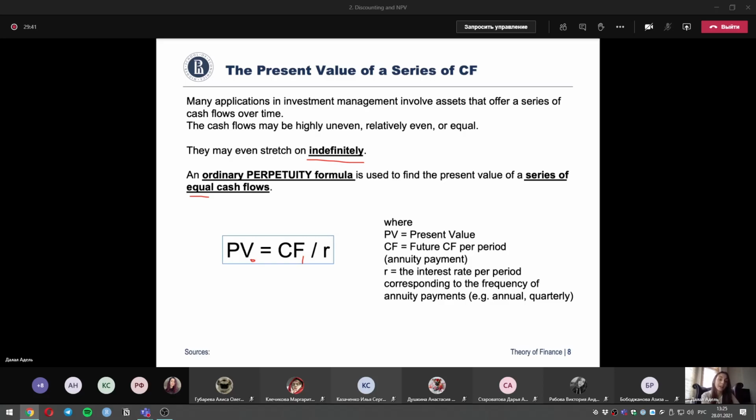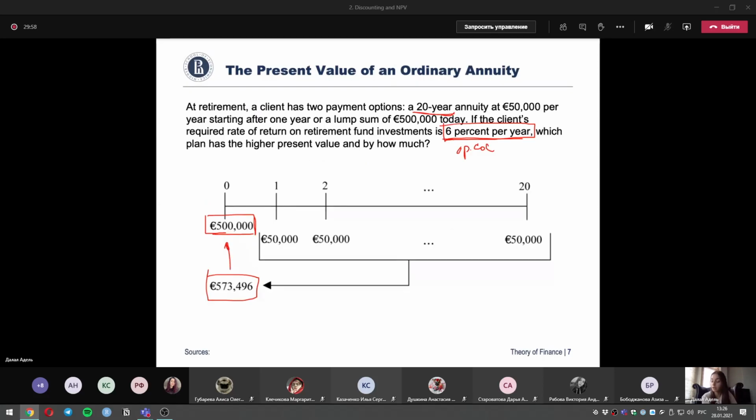Question to you, again: what can be this magical asset that can provide us cash flows forever? So we can evaluate it with this perpetuity formula. While you're thinking of examples of such assets, I will just answer the question in the chat.